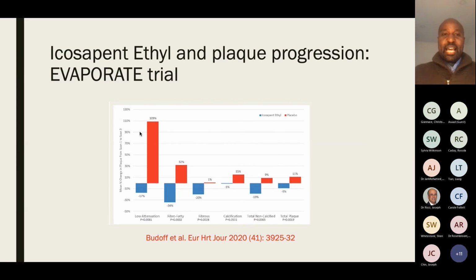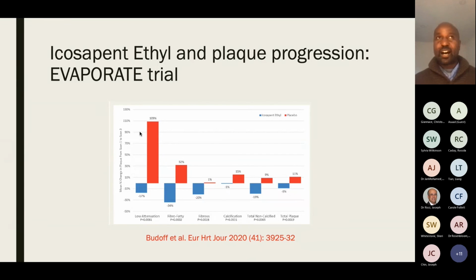This is data looking at the impact of icosapent ethyl on plaque progression. So this was the EVAPORATE trial. These are all patients who are on statin therapy and have high triglycerides. And what they found here was when you looked at CT at baseline and then at 18 months and looked at the impact on plaque volume, there's quite an impact of the icosapent ethyl, where on the left here, they're looking at low attenuation plaque.